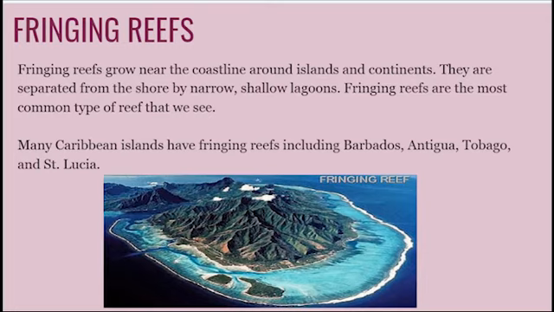Fringing reefs are the most common type of reefs that we see, which is true. Usually when persons refer to coral reefs or refer to reefs, they're usually referring to fringing reefs because they're so common. So they are just separated from the coast by just a narrow and shallow lagoon, right? Now, many Caribbean islands have fringing reefs, and it's important to know which islands. So we have Barbados, Antigua, Tobago, St. Lucia, and Jamaica. We also have fringing reefs.